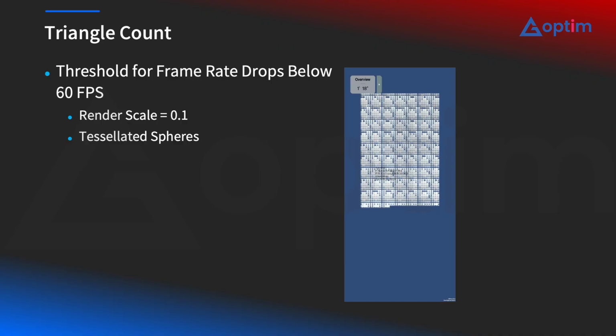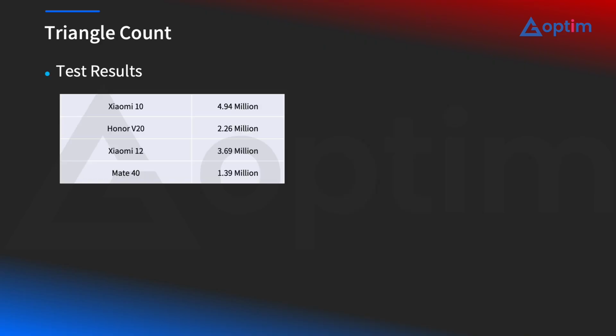Our evaluation criterion was, if FPS stayed below 59 for 100 consecutive frames, we considered that the performance limit had been reached, and we recorded the corresponding triangle count. The final results were somewhat unexpected. On Xiaomi 10, the system started failing to maintain 59 FPS at around 4 million triangles. On Honor V20, it was around 2.26 million. On Xiaomi 12, about 3.69 million. On Huawei Mate 40, around 1.39 million.